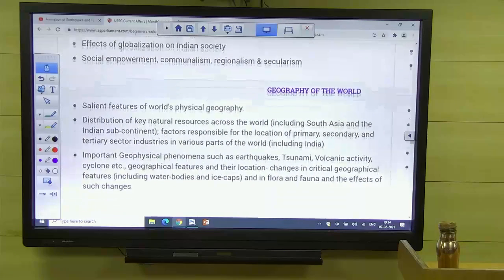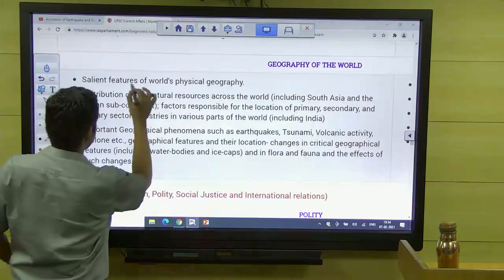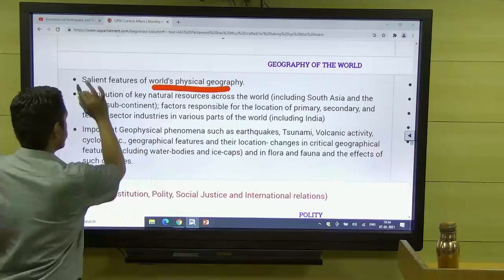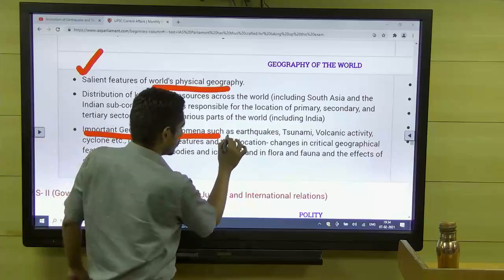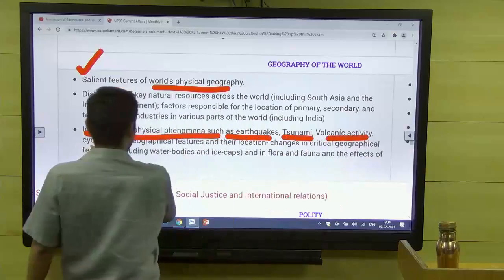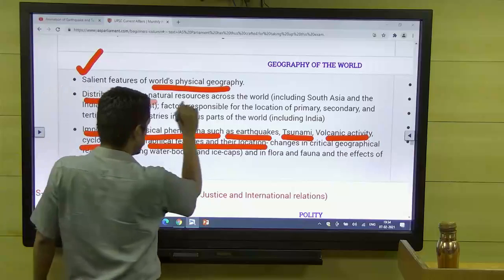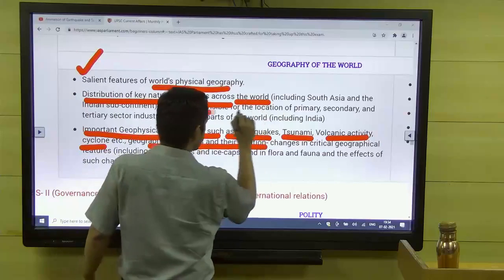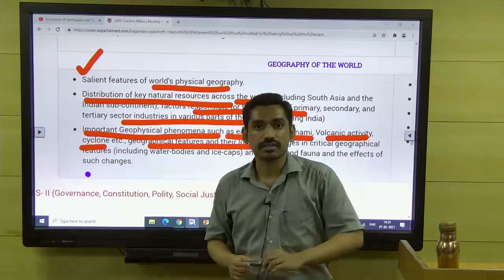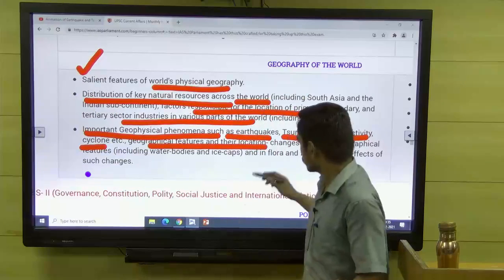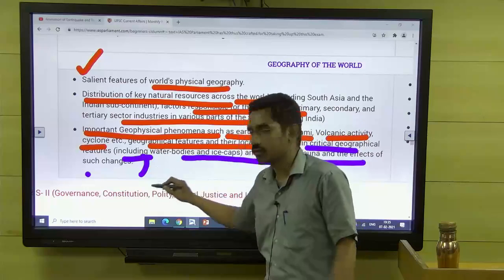Look at this. Salient features of world geography. World's physical geography. This is your geomorphology, climate and oceans. Important geophysical phenomena such as earthquakes, tsunamis, volcanic activity, cyclones, geographical features and their location. Distribution of key natural resources across the world. Factors responsible for location of primary, secondary and tertiary industries in different parts of the world. Changes in critical geographical features, including water bodies and ice caps, flora and fauna, and the effects of such changes.